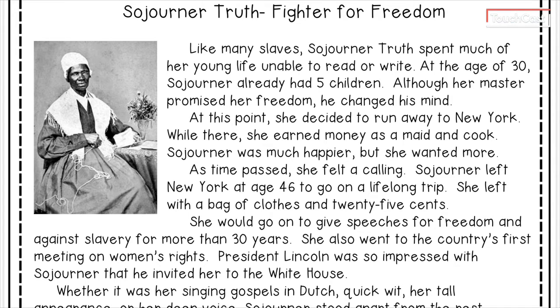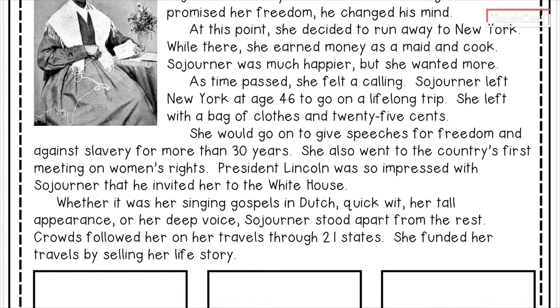Sojourner left New York at age 46 to go on a lifelong trip. She left with a bag of clothes and 25 cents. She would go on to give speeches for freedom and against slavery for more than 30 years. She also went to the country's first meeting on women's rights. President Lincoln was so impressed with Sojourner that he invited her to the White House. Whether it was her singing gospels in Dutch, quick wit, her tall appearance, or her deep voice, Sojourner stood apart from the rest. Crowds followed her on her travels through 21 states. She funded her travels by selling her life story.